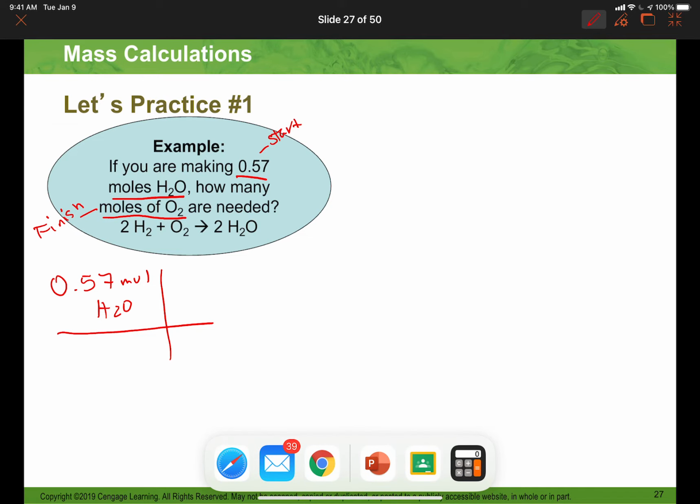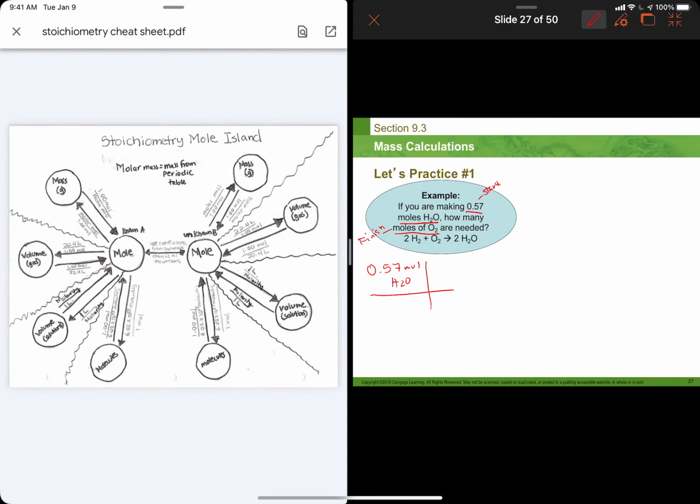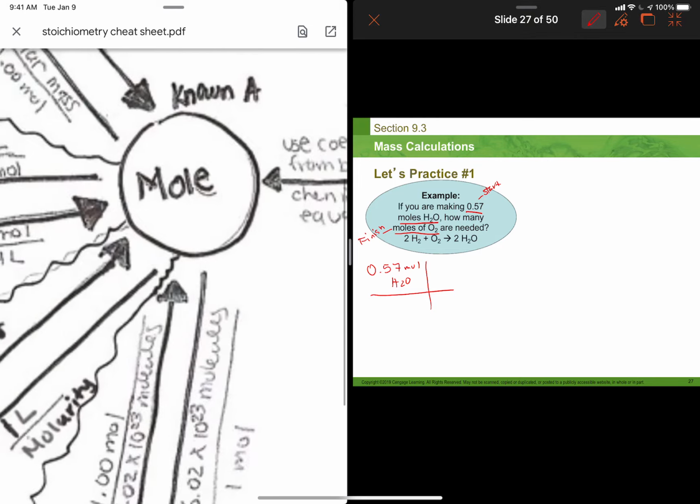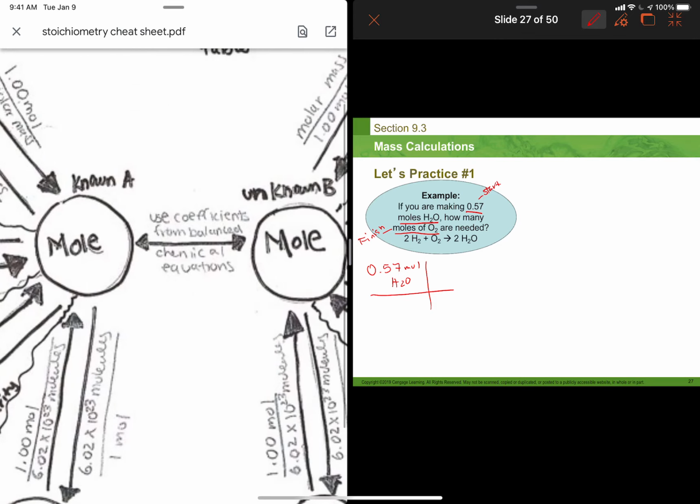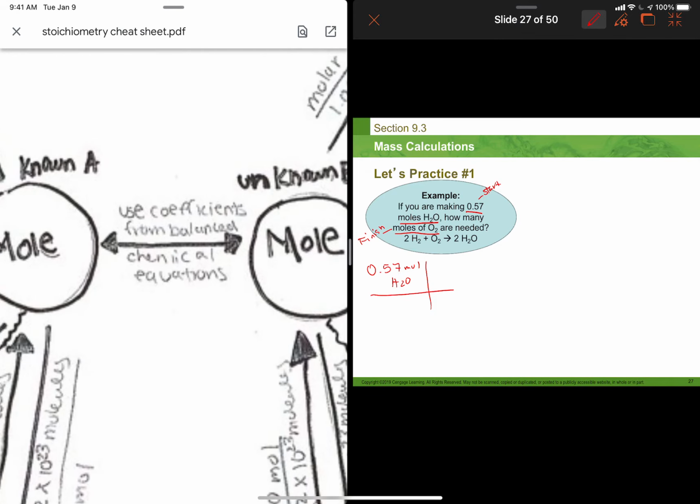And let's look at our sheet. Okay, so meaning we start here. We always start, remember, in the far left one. And we want to finish in moles. So this is a simple mole-to-mole problem. These are the first problems that we did. So this is going to be moles to moles.